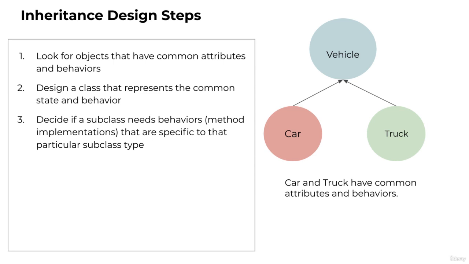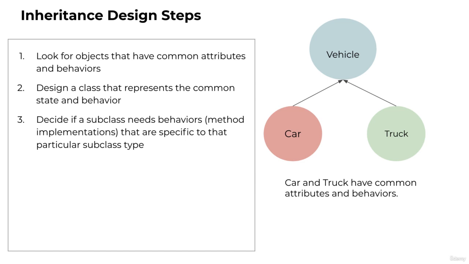You shouldn't have a very long tree when it comes to inheritance, because that causes all sorts of troubles. It's important to look at 3 steps whenever you want to design your inheritance. First, you have to look for objects that have common attributes and behaviors. So common attributes, again, are fields or properties, and behaviors or functions. And 2, you have to design a class that represents the common state and behavior.